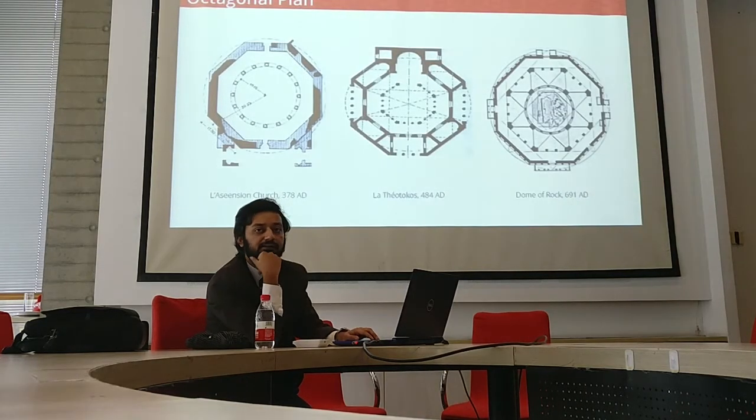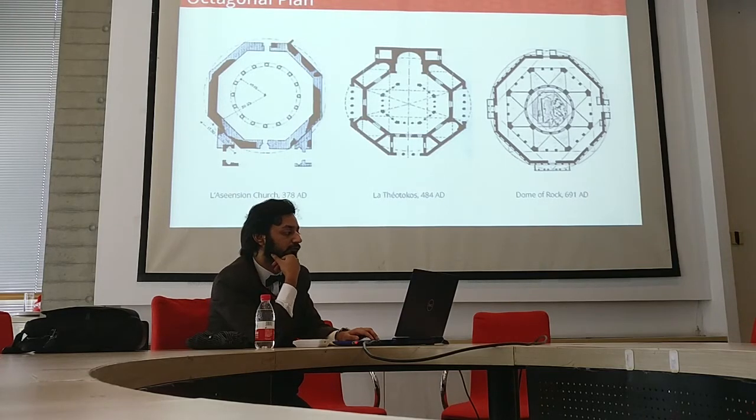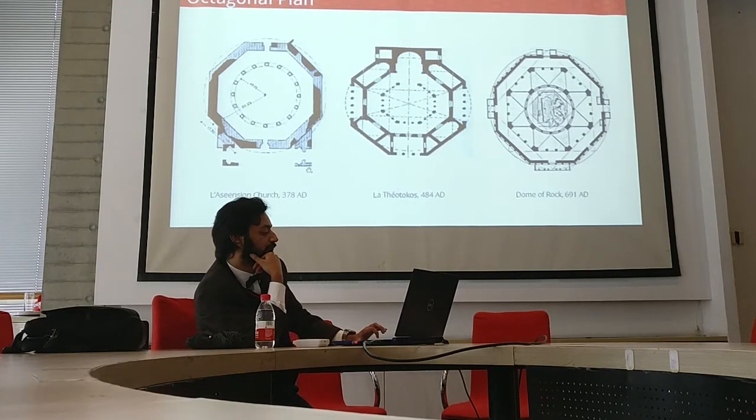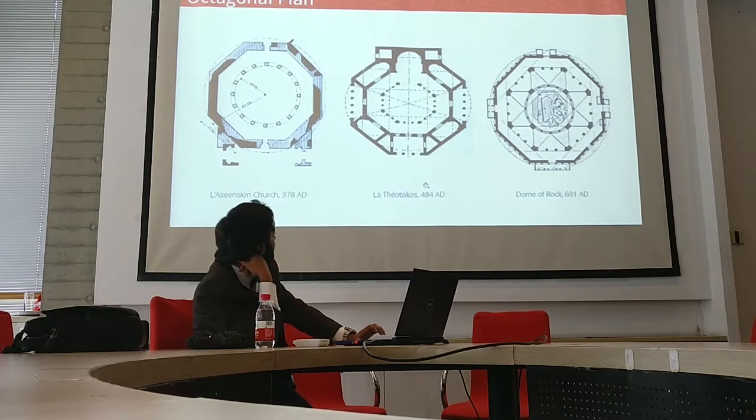And even the plan, the Dome of the Rock, is actually based on an octagon. And the octagonal plan was already being used a lot in Christian churches before that. So you actually have these two main examples, this 4th century church and this 5th century church, and then you have the 7th century Dome of the Rock.